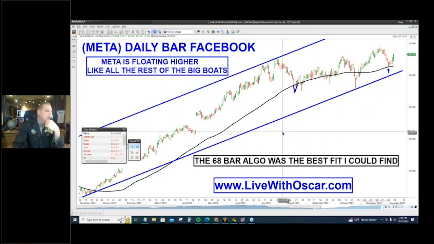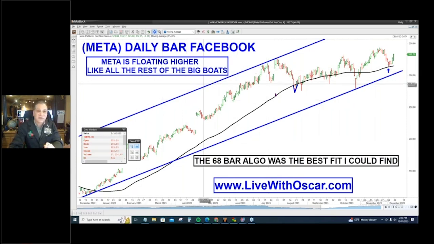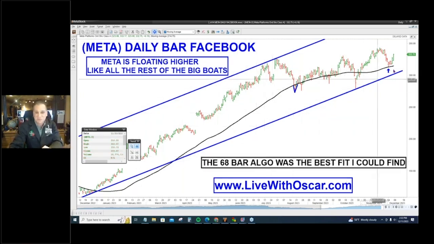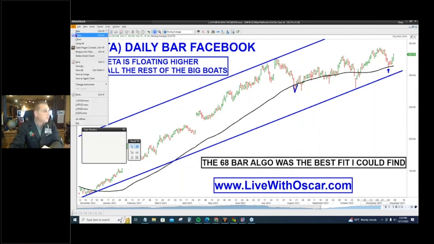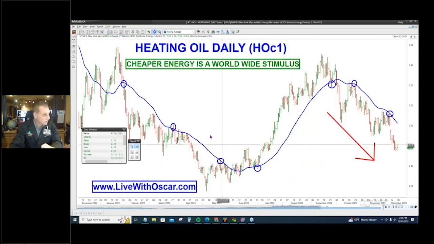Now, Meta has been a fantastic chart, a fantastic move on the chart. The company itself is great. You'd expect that to go higher without looking at a chart, right? I mean, Meta is the next step or stage of the metaverse, Web3, which is going to go crazy. So Meta is floating higher like all the rest of the big boats. I don't really have a great average to write down, but the 68 bar simple does seem to be working now. What other tips can I offer you before I step off this little presentation of mine?